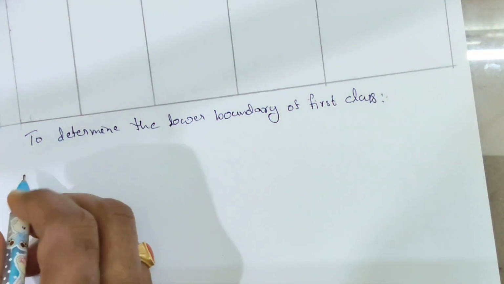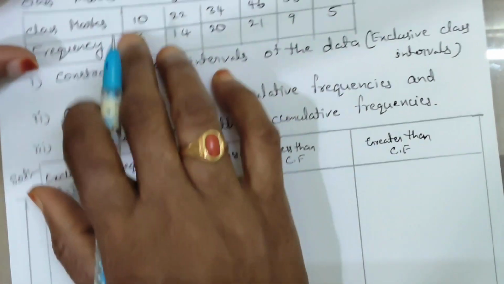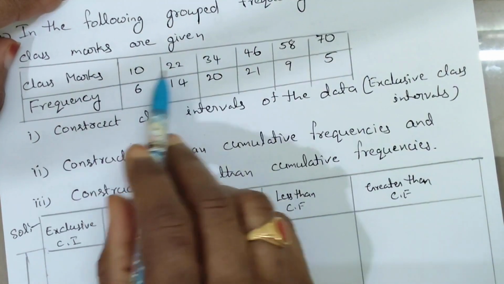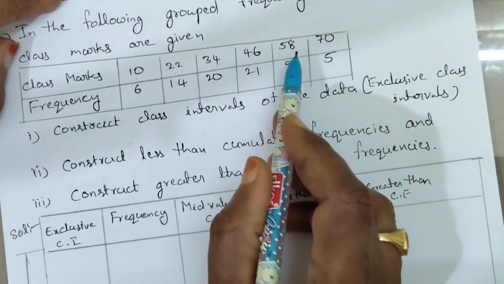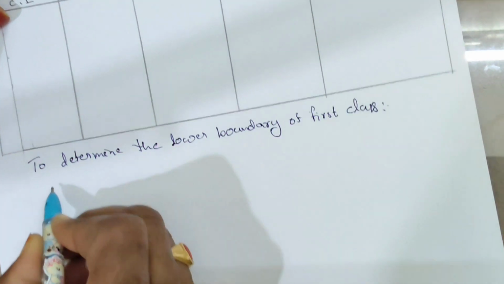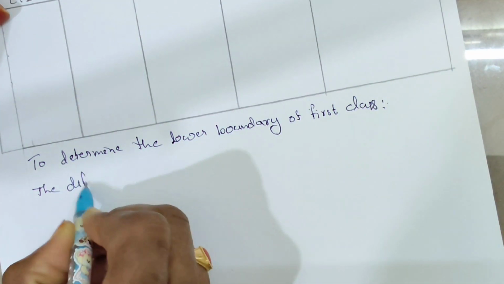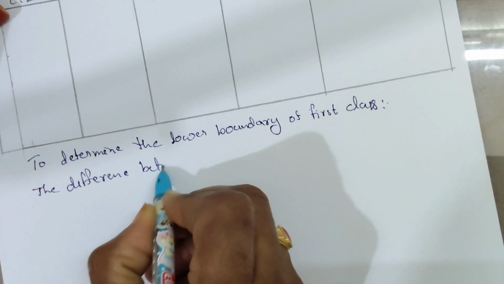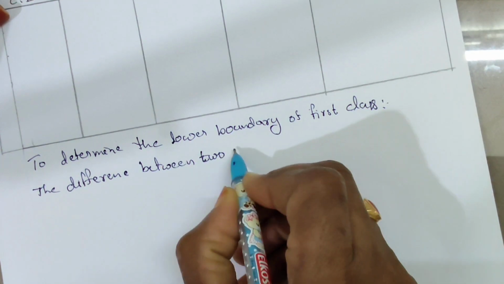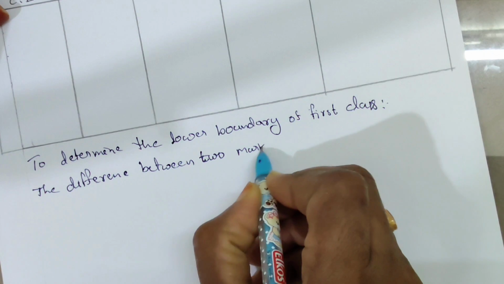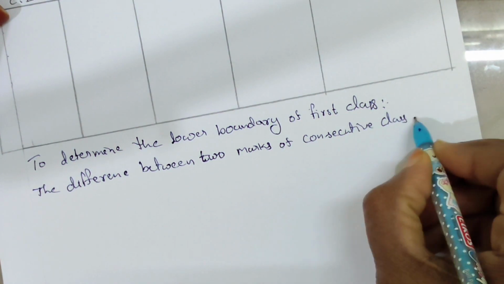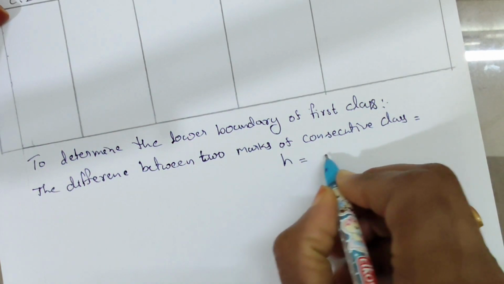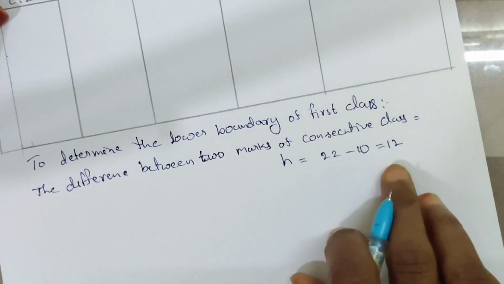For the lower boundary of the class, first we take the difference between the class marks. Here 22 minus 10 is 12. 34 minus 22 is 12. 46 minus 34 is 12. So the difference between the marks of two consecutive classes is 12. The class width h is equal to 22 minus 10, equal to 12.